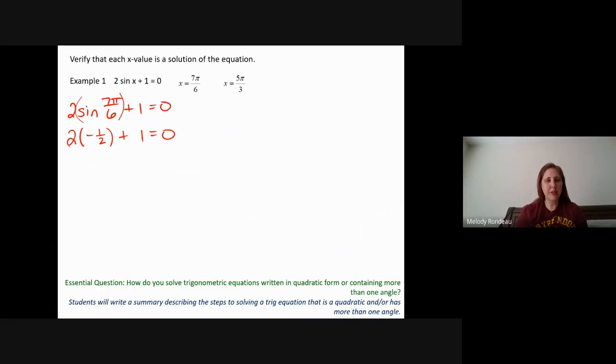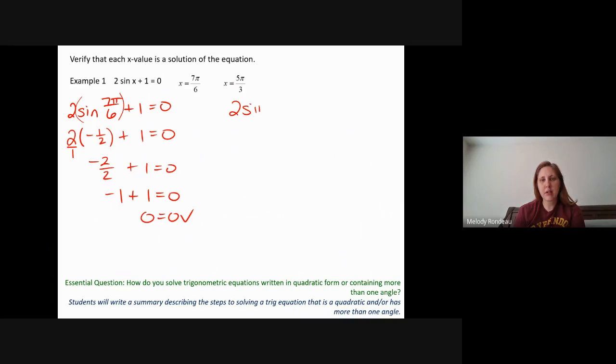Then if I make this 2 in front a fraction, you can cross cancel if you're comfortable, or just multiply straight across. I'd get negative 2 over 2 plus 1 equals 0. Negative 2 over 2 is negative 1 plus 1 equals 0. And what do you know? 0 equals 0. It works. So I'm going to do that same thing now with the 5 pi over 3.